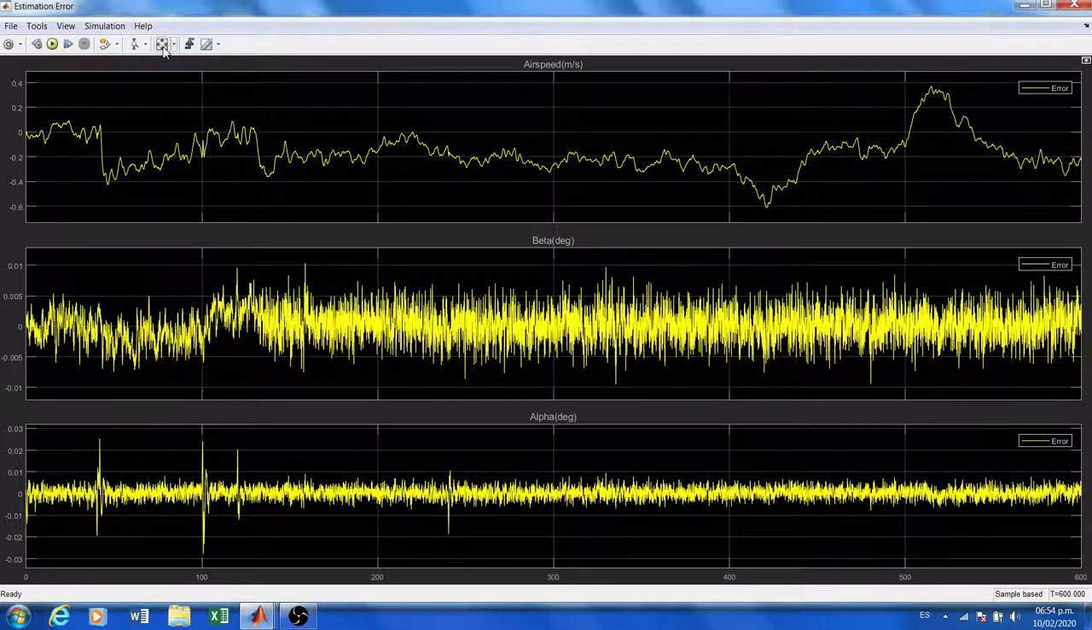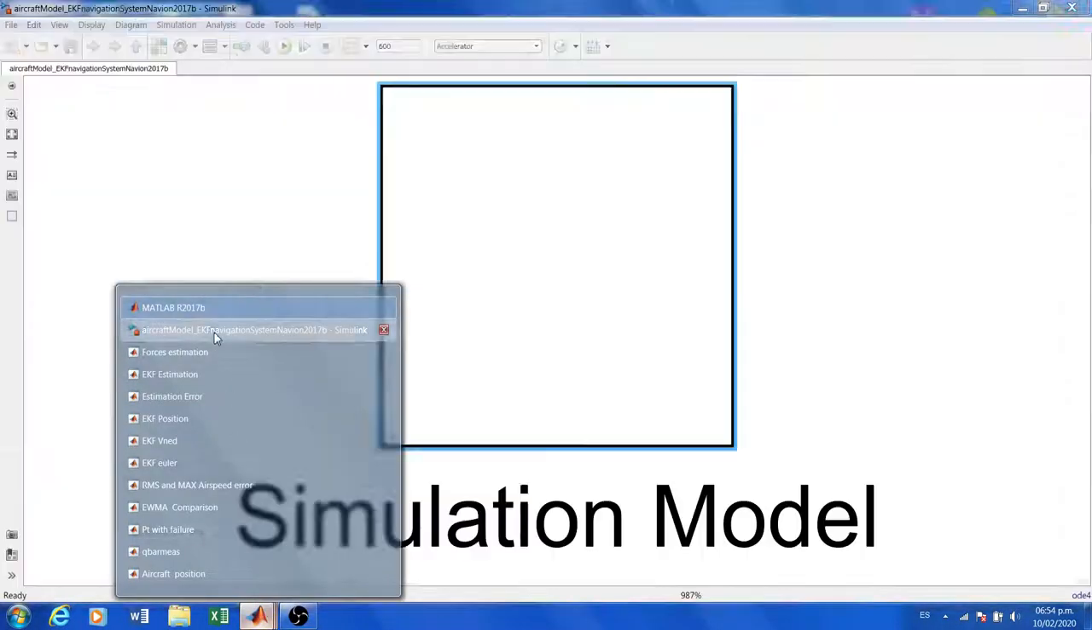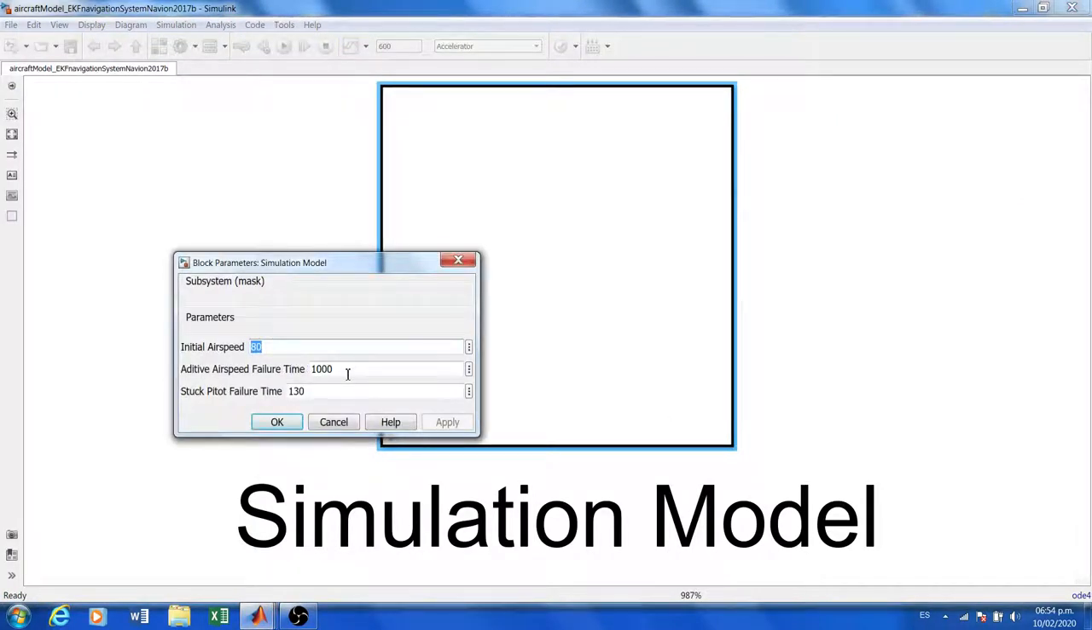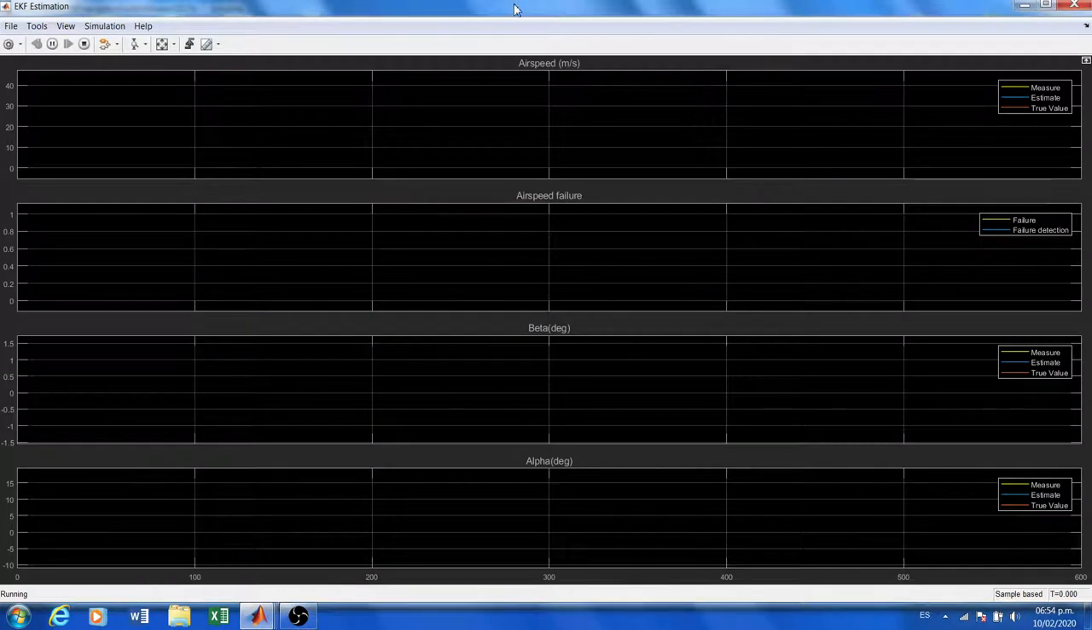Okay, so let's run the simulation again. Let's move this failure to the acceleration part of the flight. That will be at 510 seconds. Okay, and let's run the simulation again. It's compiling. Okay, it's running. So let's see the graph. We will see this failure here, at 510 seconds.